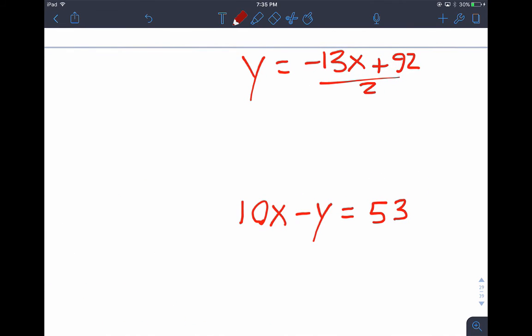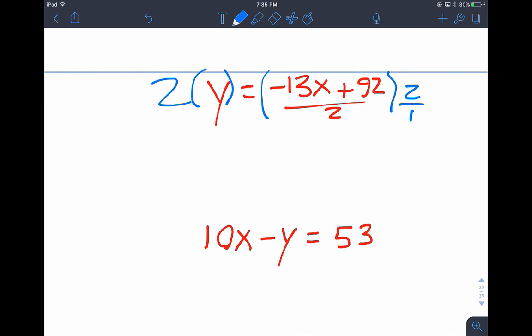So what we're going to do here on this one is multiply both sides by 2, kind of like what we did before. And actually here, I need to draw that differently. So the right-hand side, when you multiply by 2, that's actually going to cancel out the 2's. That's why I'm multiplying by 2 in the first place. You're going to get negative 13x, and I guess plus 92. You don't actually distribute the 2 because the 2's cancel out. Then over here on this side, you're going to get 2y.